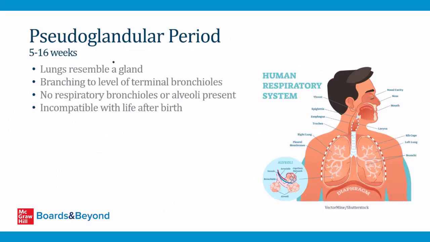Okay, now let's move on to the next period of lung maturation, the pseudoglandular period, which occurs from 5 to 16 weeks. It's called pseudoglandular because the lungs resemble a gland at this stage. The lungs are continuing to branch, and they branch all the way down to the level of the terminal bronchioles. Remember, those are the bronchioles right before the respiratory bronchioles. They represent the end of the conducting portion of the respiratory tract.